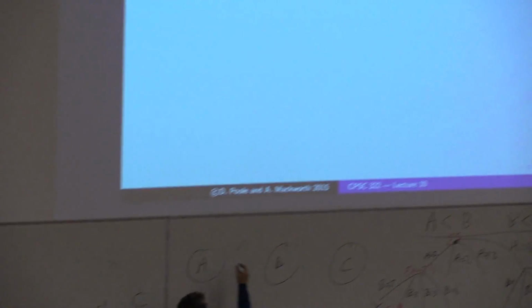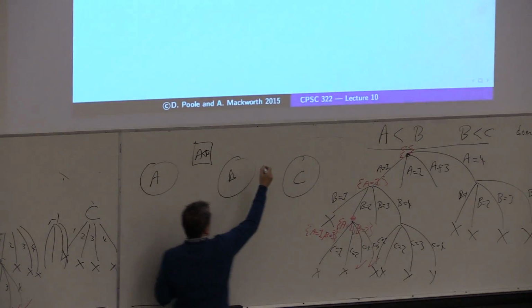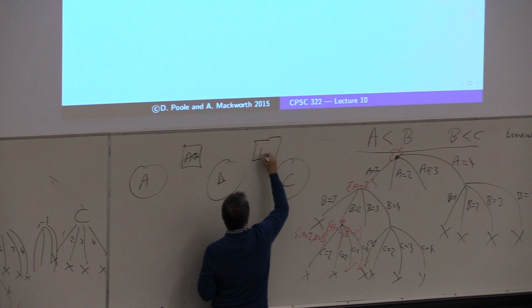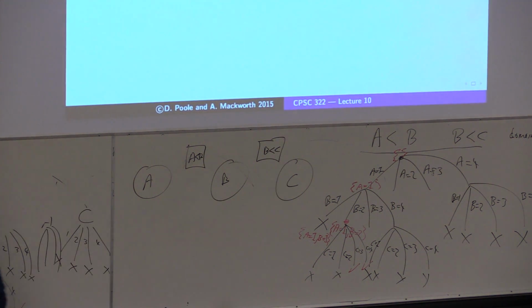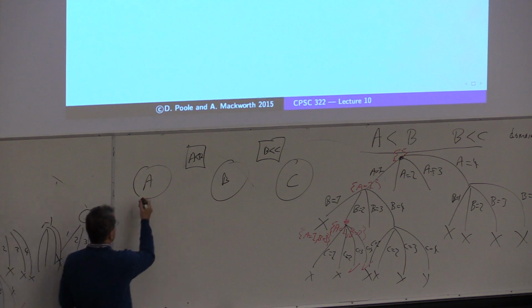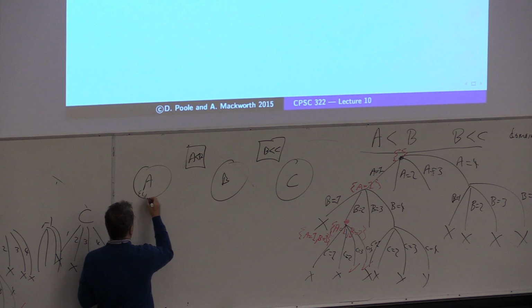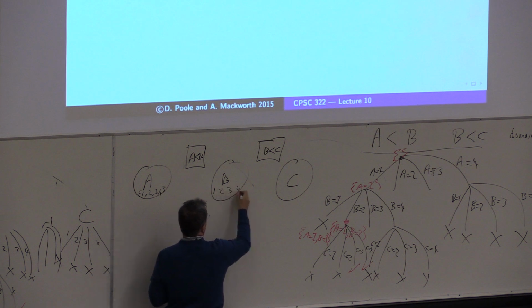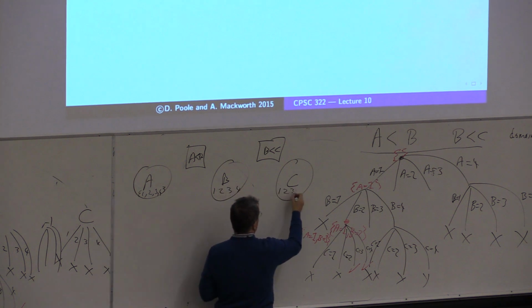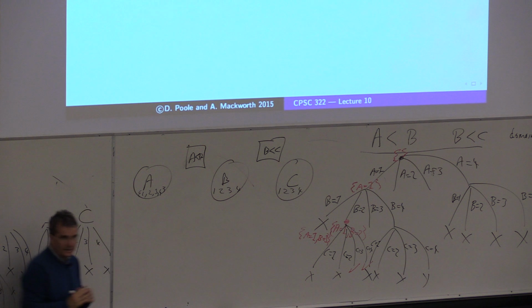So a constraint is A is less than B and B is less than C. And there's going to be a domain of values associated with every variable. So here I'm going to write it underneath: 1, 2, 3, 4. I should have written bigger. 1, 2, 3, 4. 1, 2, 3, 4. I'll write it under there.